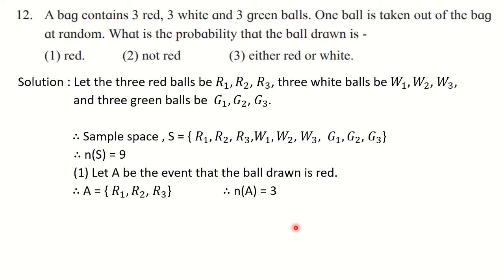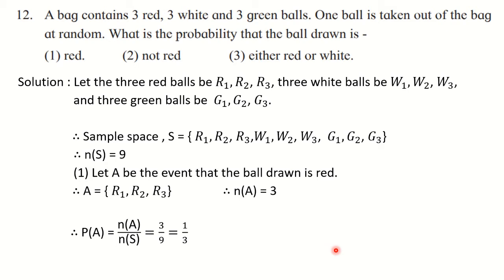Now we have to find the probability. Write down the formula: probability of an event is equal to the number of sample points in that event divided by the number of sample points in the sample space. Or simply, P of A is equal to n of A upon n of S. Here n of A is 3 and n of S is 9. After reduction we get 1 upon 3. So the probability of event A is 1 upon 3. Complete it, then I will go towards the next event.